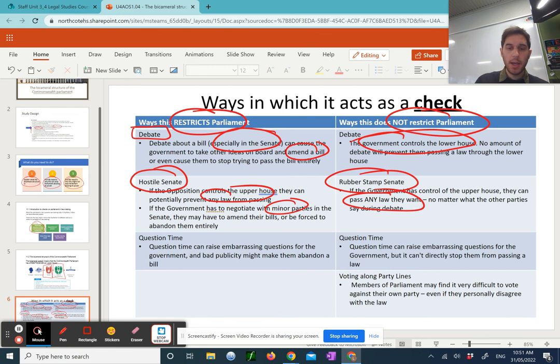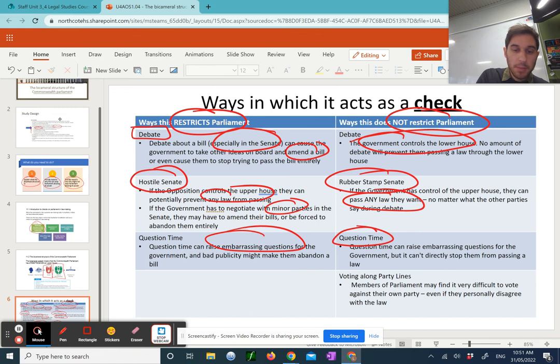We've also got question time as a way of our Houses of Parliament acting as a check on government lawmaking. So, for example, question time can raise embarrassing questions for the government. If they've done a bad job, or if they're trying to pass a law that is no good, or is perhaps an abuse of power, or that the people might not like, question time allows the opposition to stand up and highlight this, and highlight what the government's doing and say, hey, you're trying to pass this awful law, explain yourself. And they're forced to answer those questions during question time.